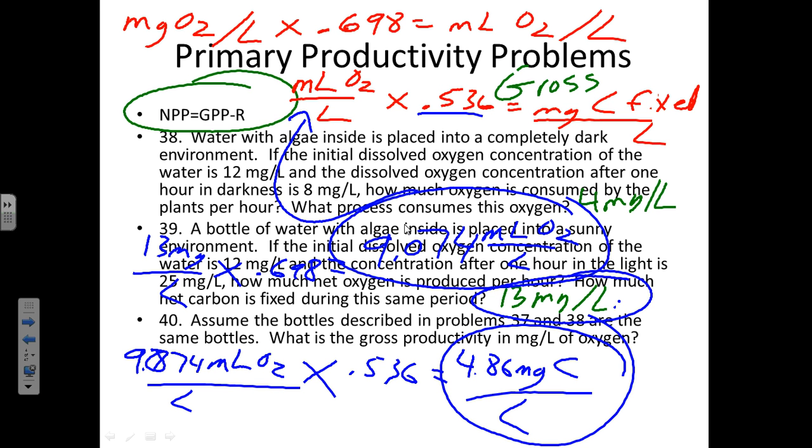All these equations do, though, is simply allow you to take how much oxygen was given off, and using these two equations, use the amount of oxygen that was released by photosynthesis to figure out how much carbon was taken in by photosynthesis. That's the purpose of those two equations.